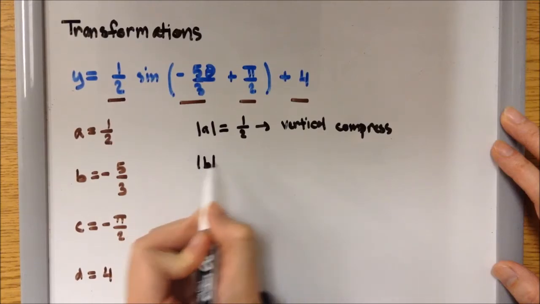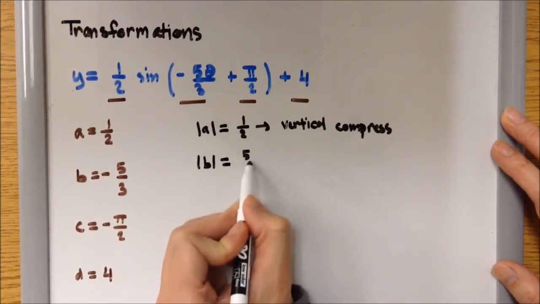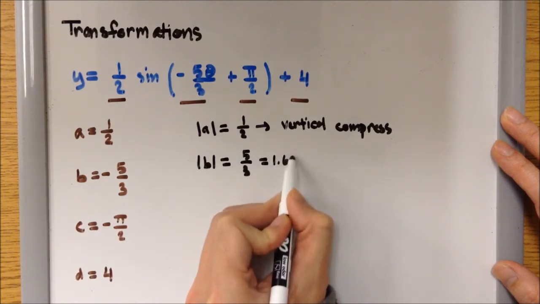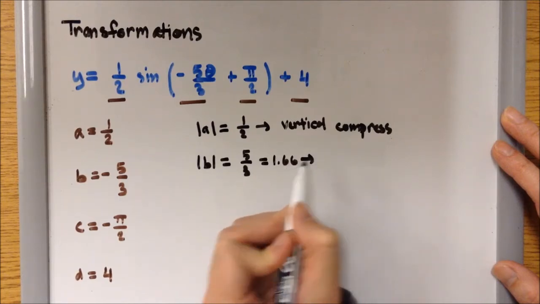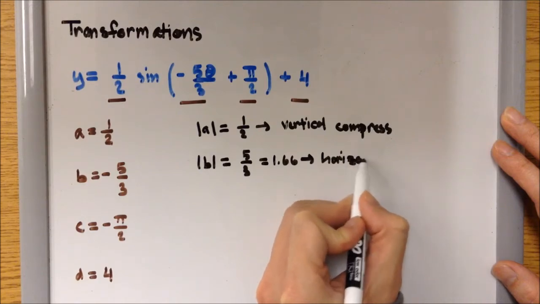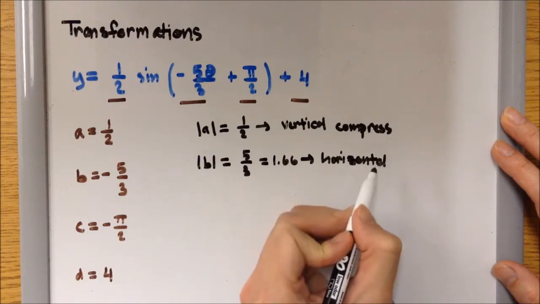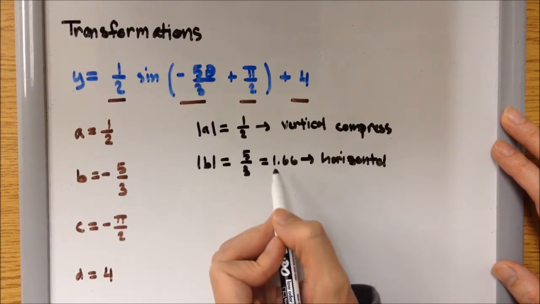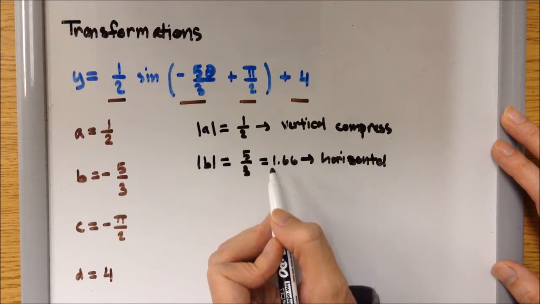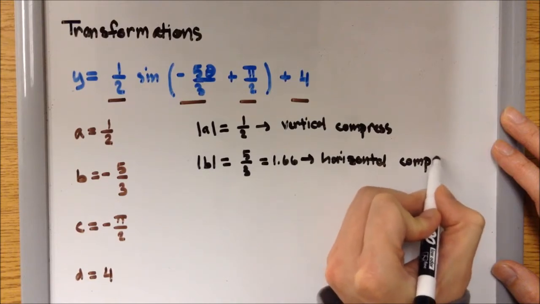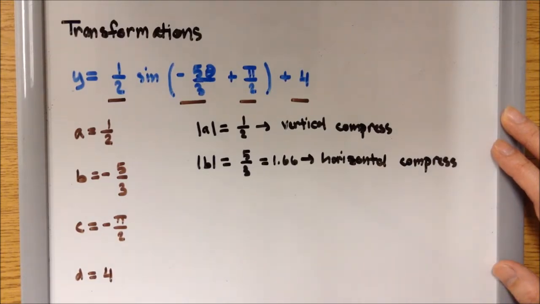If we take the absolute value of B, which is a positive 5 over 3, 5 over 3 is equivalent to 1.66. Since we have a B value, it's a horizontal dilation. Since the B value is greater than 1, in this case 1.66 is more than 1, this will be a horizontal compress. So there are our 2 dilations.